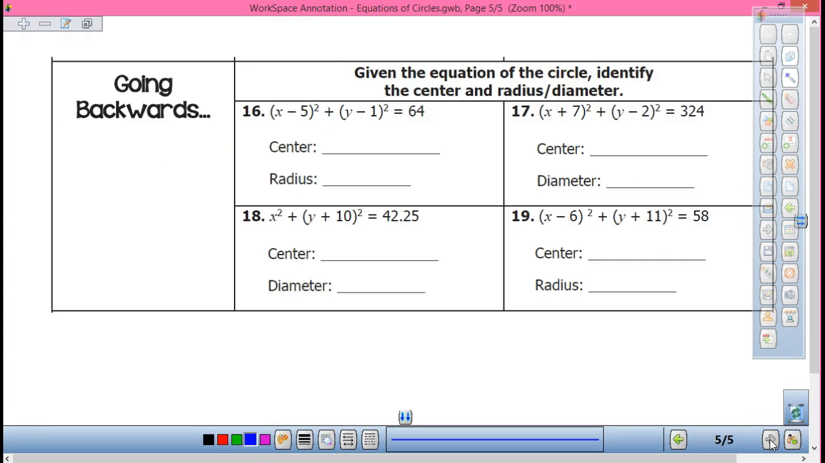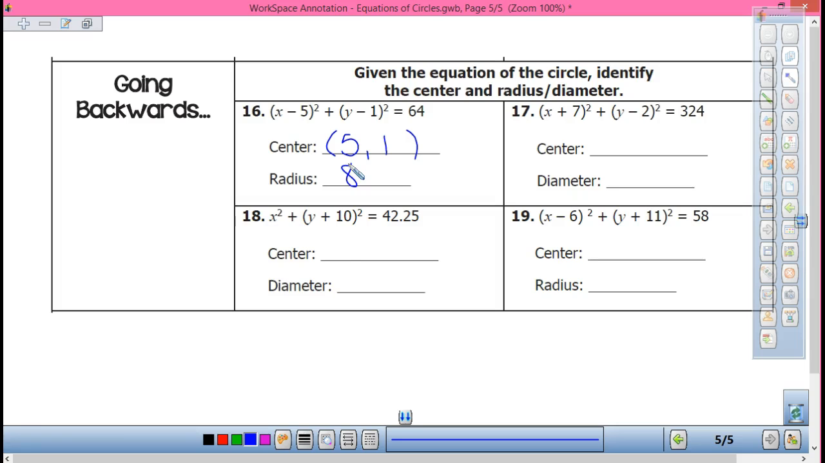All right. So it gives us an equation. My center is 5, 1. Okay, I heard some negative 5s. Why isn't it negative 5? Yeah, because it's going to be the opposite of the sign that's in there. And what's my radius? 8. Yep.